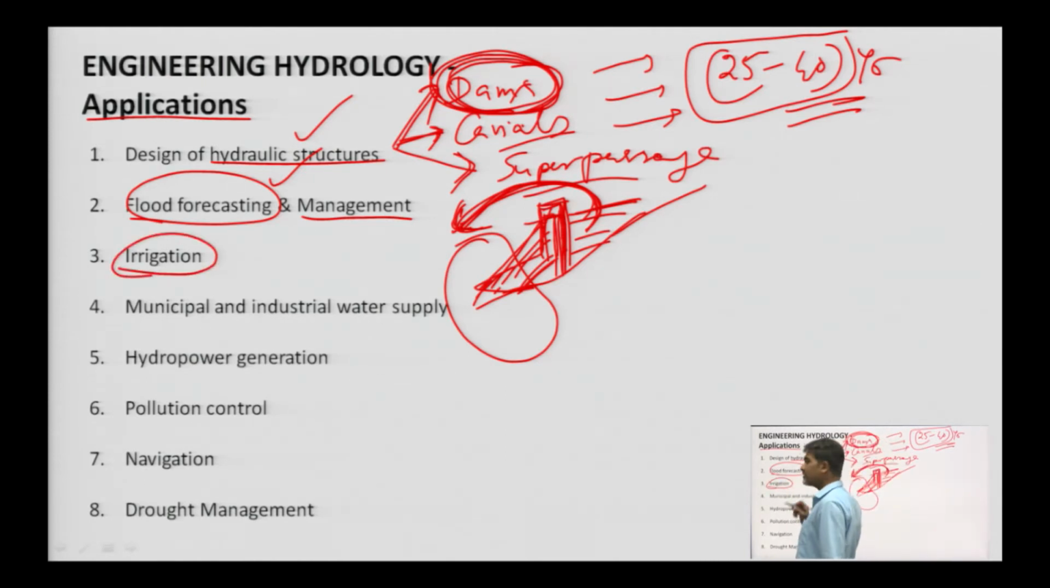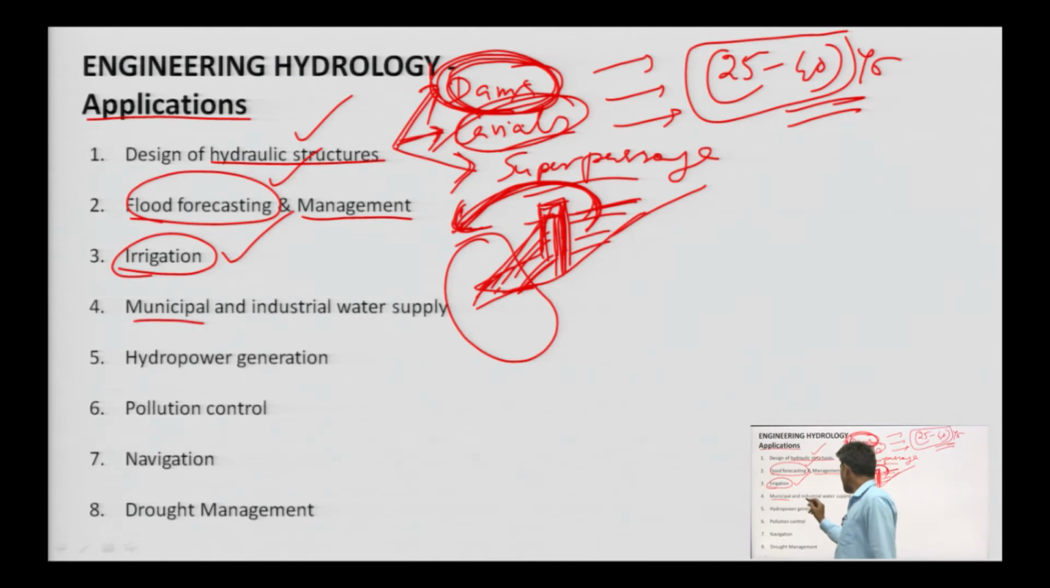The next application is irrigation. The concept of engineering hydrology is helpful in irrigation systems. If we are going to design a canal, and we do not have the idea of the availability of the water, of what water is going to flow within that canal, then we will not be able to design it. Okay, so that is irrigation.